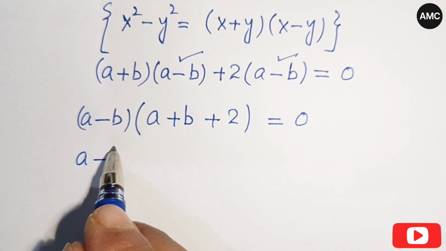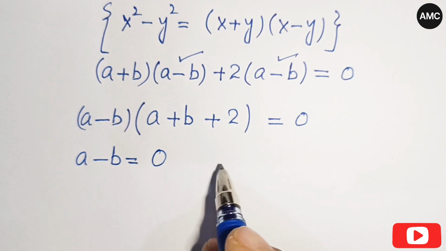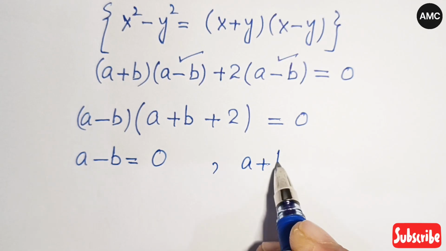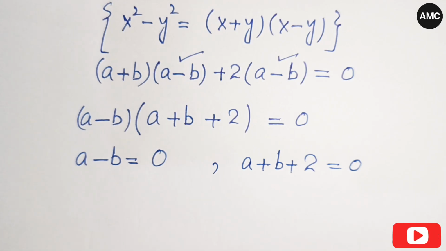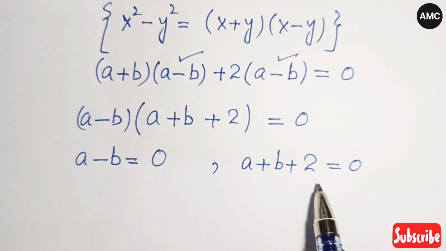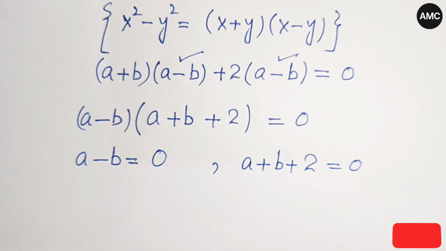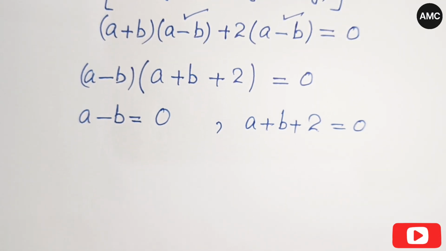Now we have two possible cases: a minus b is equal to 0, or a plus b plus 2 is equal to 0. So here a minus b is equal to 0 and a plus b plus 2 is equal to 0. Now, a minus b is equal to 0.